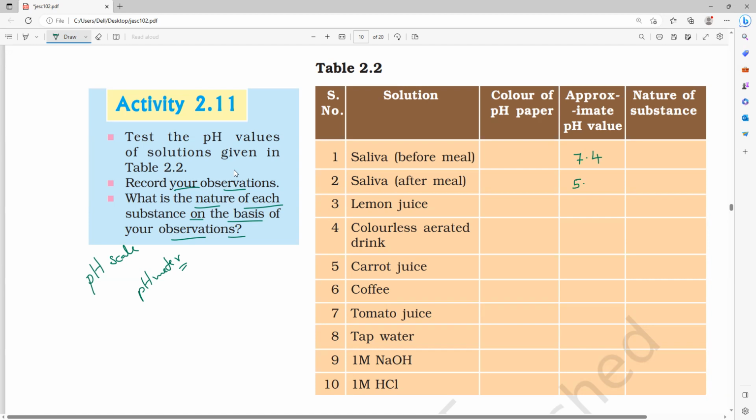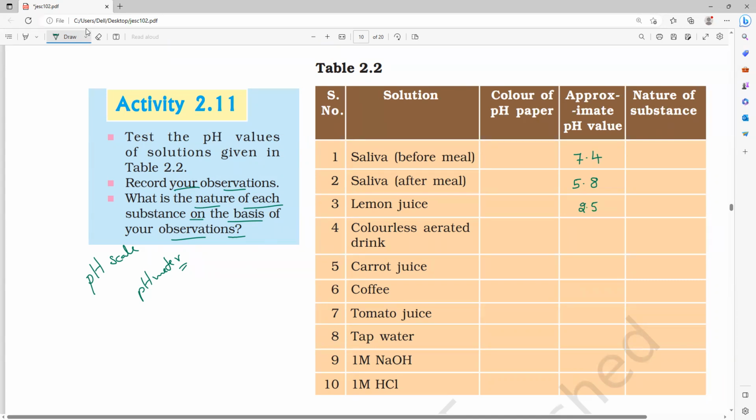Acidic nature means less than 7 or greater than 7? Less than 7. So the value is 5.8. Okay. Let me write that first. Approximate pH value. Next, lemon juice. The pH value is approximately 2.5, less than 7. Understanding?